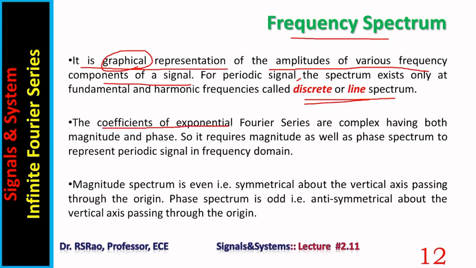The coefficients of the exponential Fourier series are complex, having both magnitude and phase, so it requires a magnitude as well as a phase spectrum to represent a periodic signal in the frequency domain. Magnitude spectrum is even, symmetrical about the vertical axis passing through the origin. Phase spectrum is odd, antisymmetrical about the vertical axis passing through the origin.